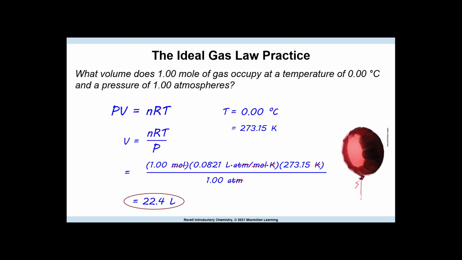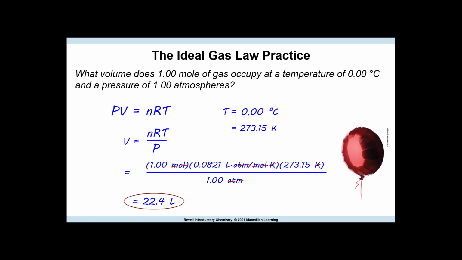So let's take a look at a problem. What volume does 1 mole of gas occupy at temperature 0 degrees Celsius and a pressure of 1.0 atmosphere? So we take PV equals nRT and then we isolate the variable that we need to solve. In this case, it's volume. So then we plug in everything. First, we make our conversion. So temperature is 273.15.